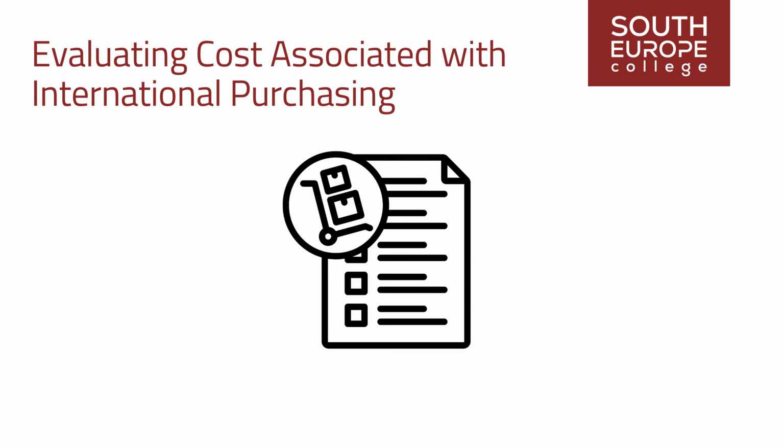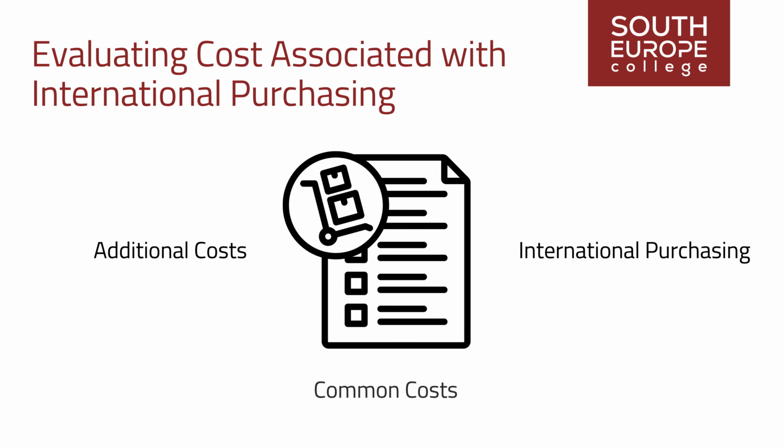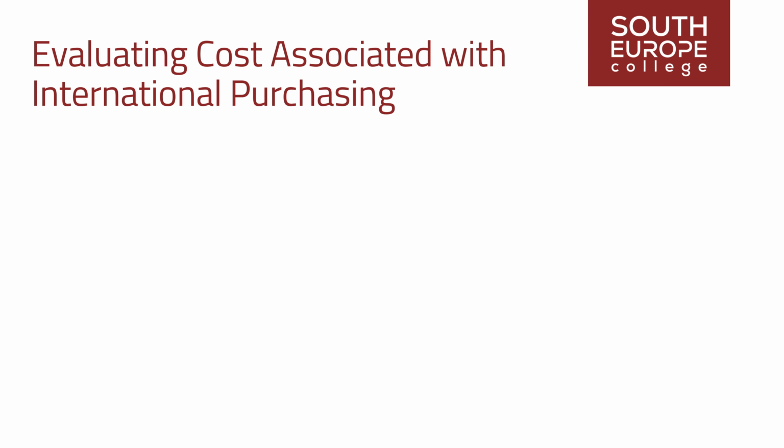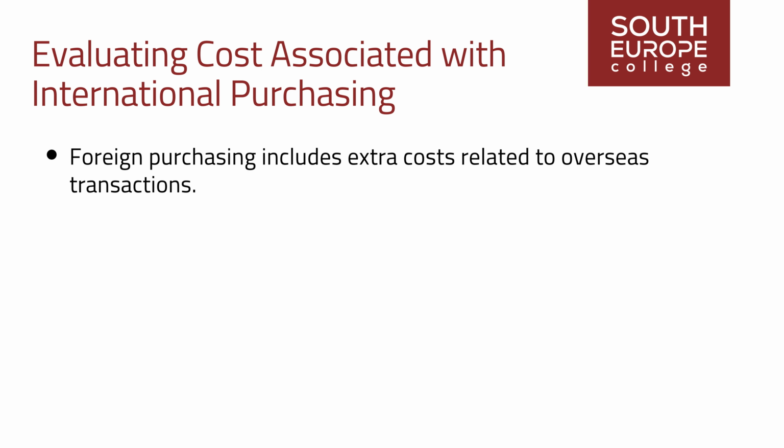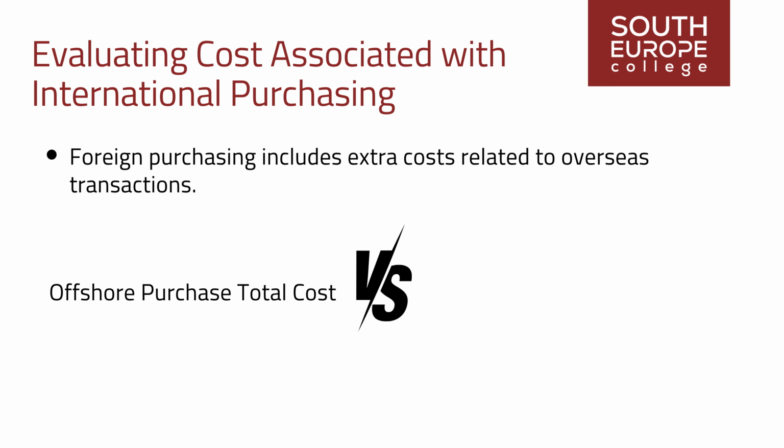Purchasers must examine the additional cost associated with international purchasing. Whether the purchase transaction is with a domestic or offshore producer, there are certain common costs. However, the difference between domestic and foreign purchasing is that foreign purchasing must include the additional costs associated with conducting overseas transactions. If price is a significant factor, then a buyer must compare the total cost of the offshore purchase to the total cost of the domestic purchase.